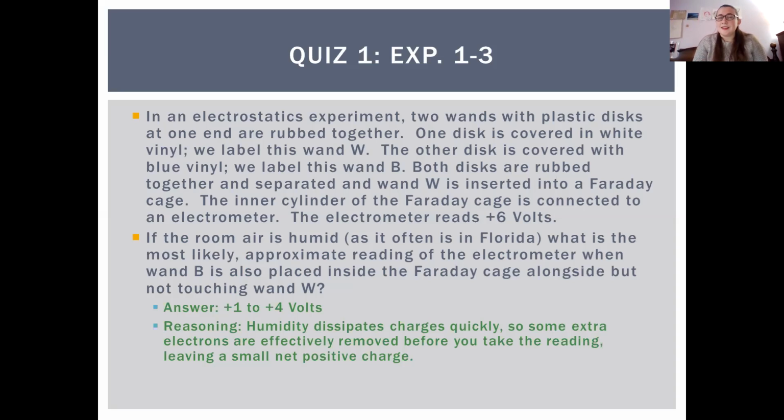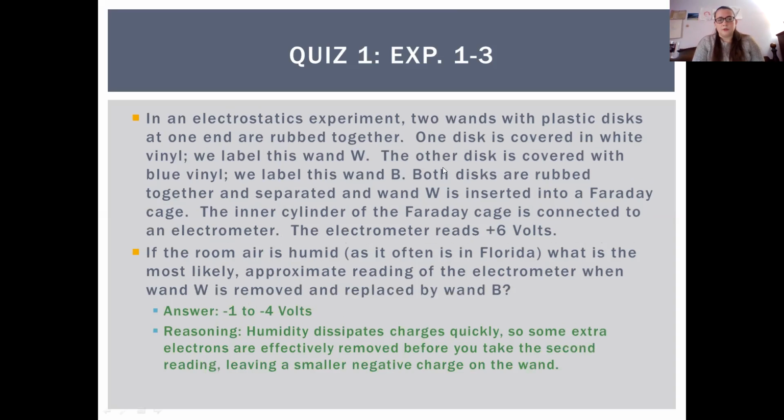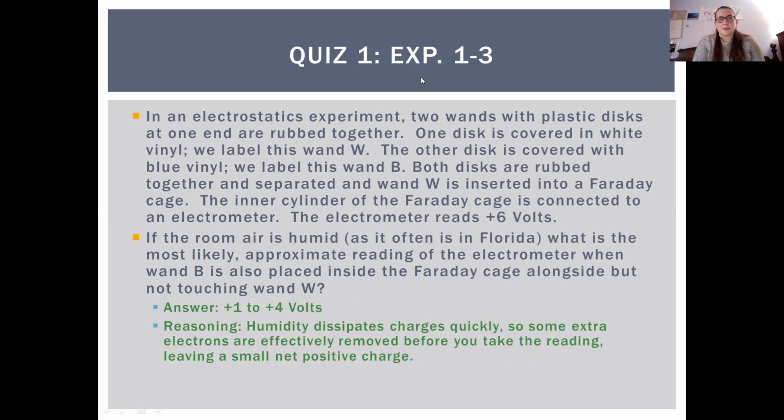But since the air in the room is humid, it's stealing the electrons off of that blue wand. It's dissipating the charge very quickly. And so we end up with more positive than negative because the humidity has taken away some of those negative charges. And so we end up with a small positive net charge. So +1 to +4 volts. I'm sorry. Any questions about this question?